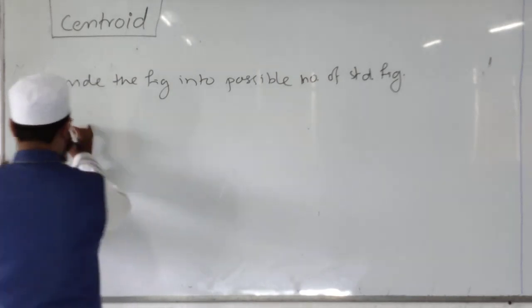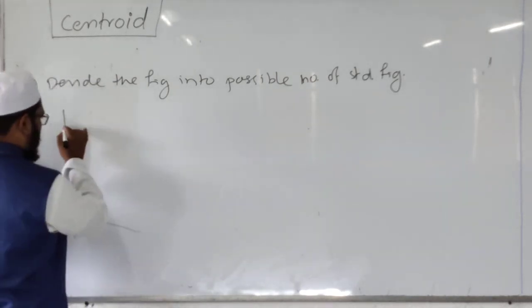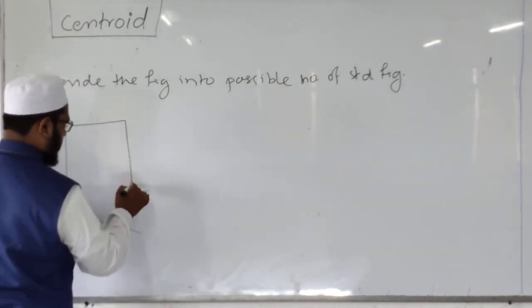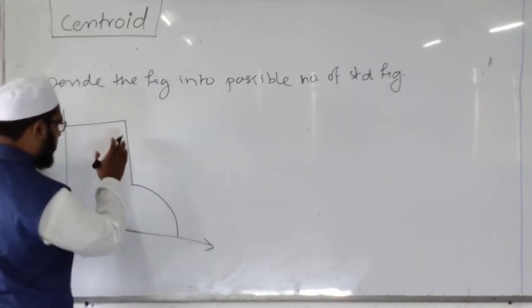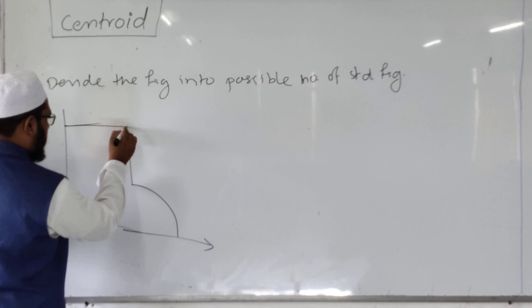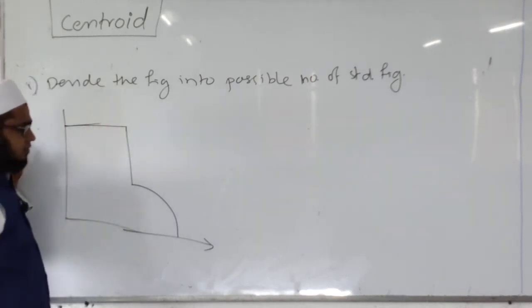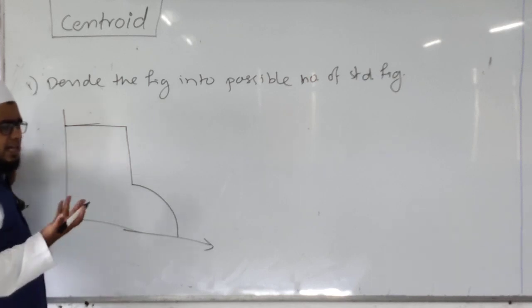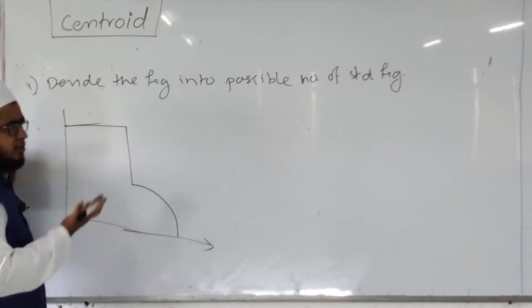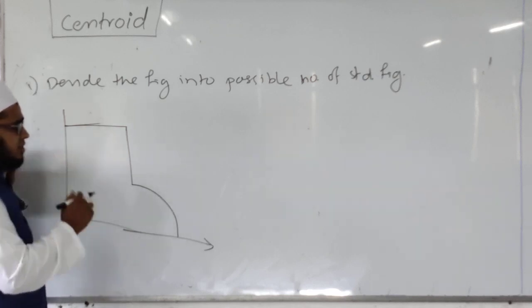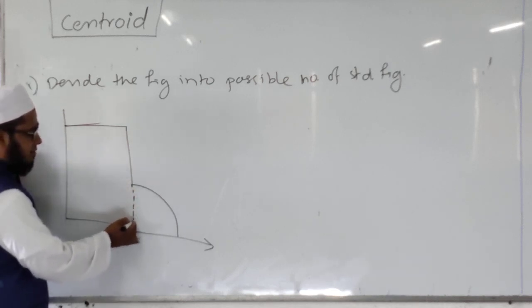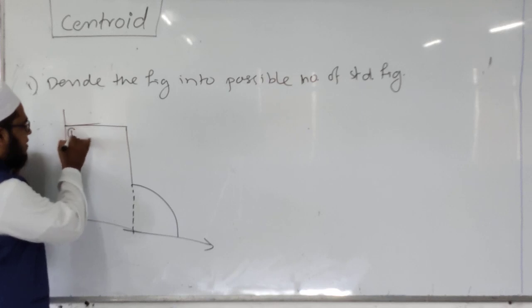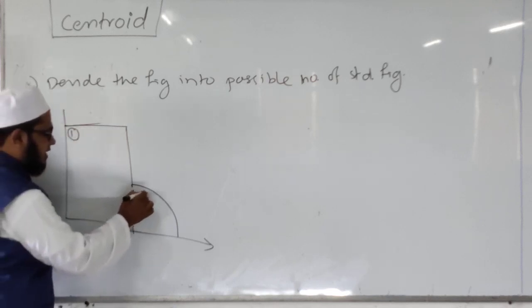For example, that is the figure. It is an irregular figure directly. I don't know what is the geometric center I need to find. That is the first step. Divide this given figure into standard figures. Means I will divide this figure with dotted lines. The first is a rectangle and the second is a quadrilateral.